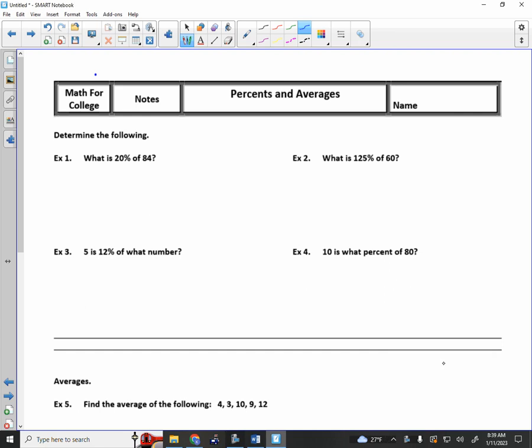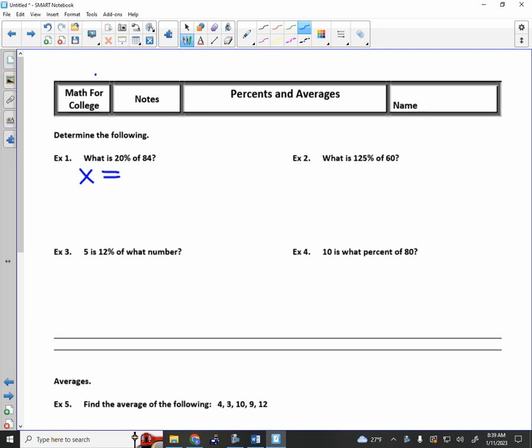What is 20% of 84? Okay, what is 20% of 84? And the way that I like to think about these is to write it as an algebraic expression. So instead of the word what, I write x. And then is, I write equals. So what thing is, and then 20% of 84.